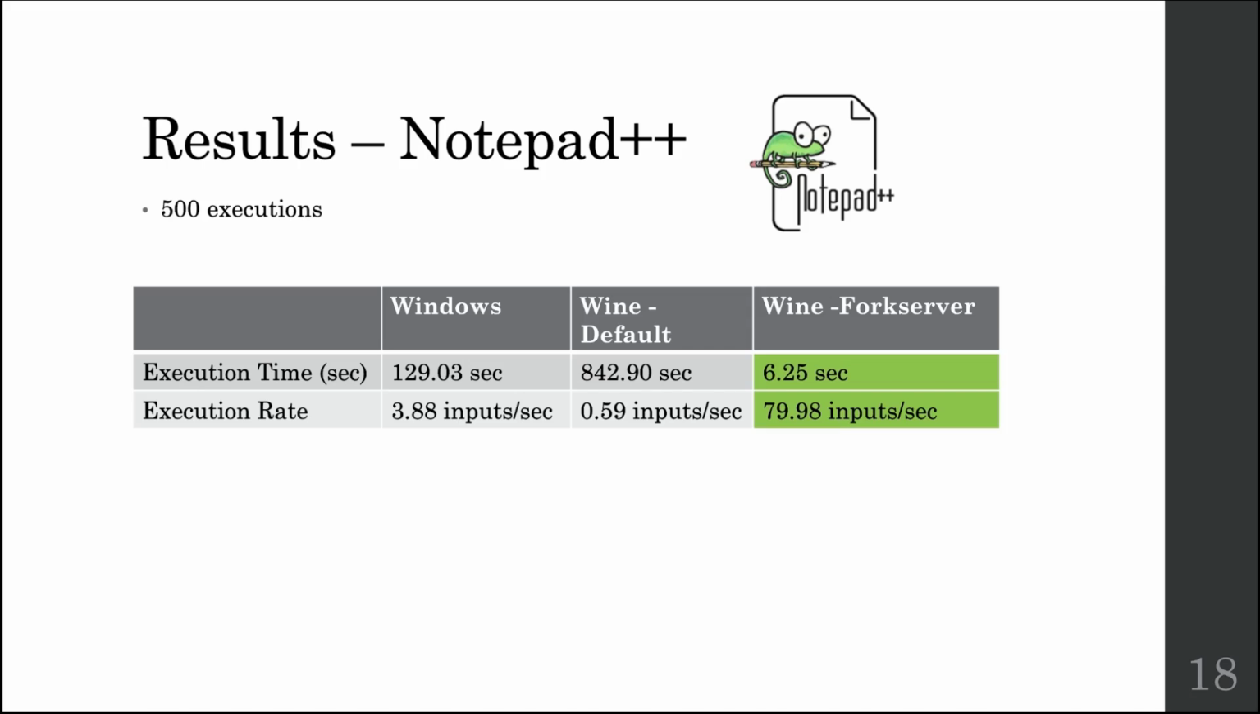Running in Linux with unmodified Wine, however, it was much slower, completing 500 iterations in 842.9 seconds, giving us an input rate of just 0.59 inputs per second. Running in Wine with our Forkserver was another huge improvement, completing 500 iterations in 6.25 seconds, giving us a final input rate of 79.98 inputs per second.